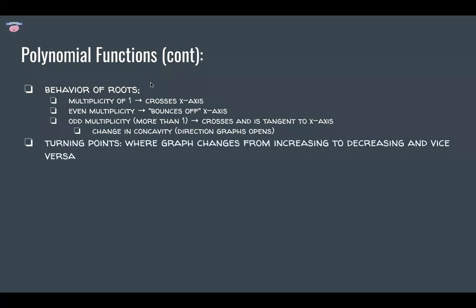The turning points are where the graph changes from increasing to decreasing and vice versa. So there are at most n-1 turning points for an nth degree. Like we said, at most n roots. So it could be less.